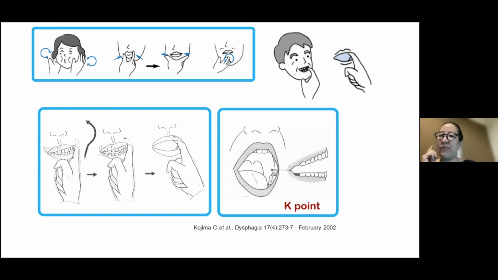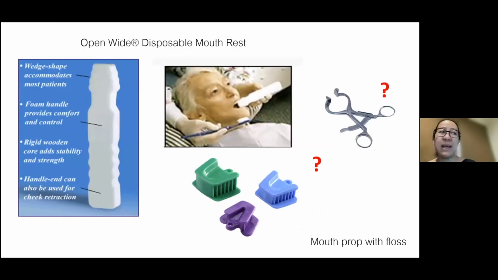Now you put your finger, retract the lips, retract the buccal mucosa, and then you go behind the tuberosity, and then you tilt your finger, and then you press what's called the K point, which was found by Professor Koshima in Japan. It's a reflex point for jaw opening and swallowing. But right after they open their jaw and swallow one time, they would close their mouth again. So you would need something for the patient to bite onto.